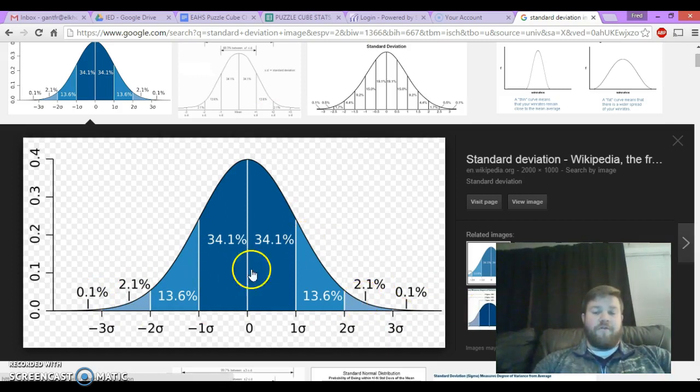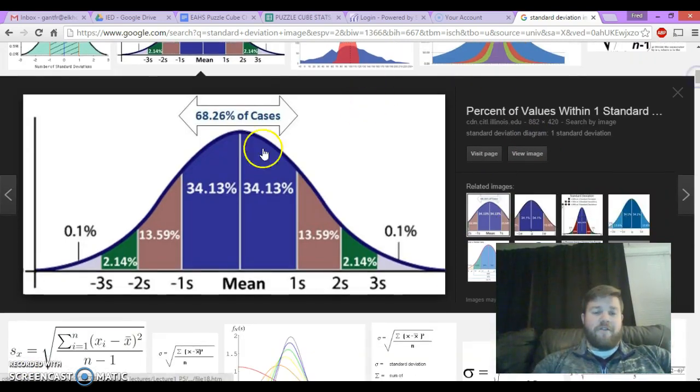A lot of tests will do this kind of standard deviation thought. Here's another example to show you that one standard deviation from the mean will give us 68.26% of the cases we are measuring, or of the cubes we're measuring, that fit within this percentage. Then the next percentage would fit within this next 84% or whatever it is, and then the next percentage would fit within that to get your total amount.